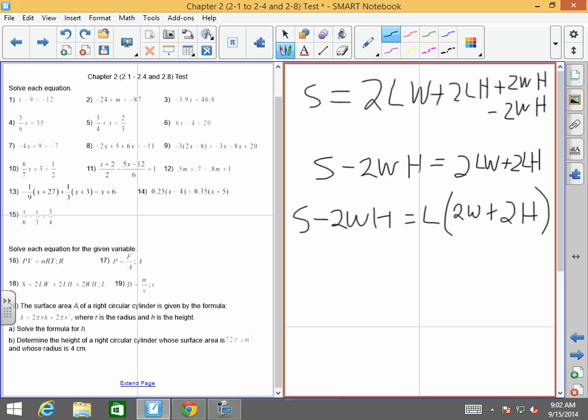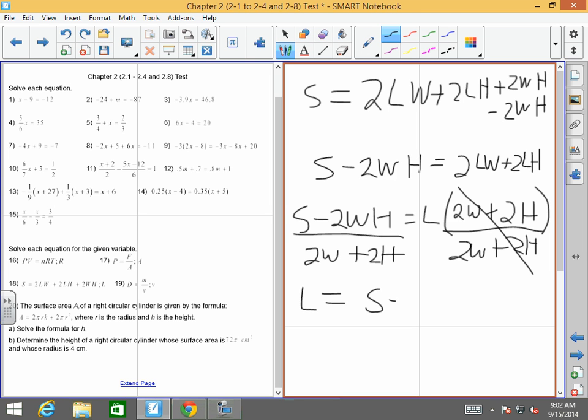So the L is being multiplied to the sum of 2W plus 2H, so I'm going to divide 2W plus 2H to both sides. And guess what? I'm done. Those cancel. So L equals S minus 2WH over 2W plus 2H. Okay?